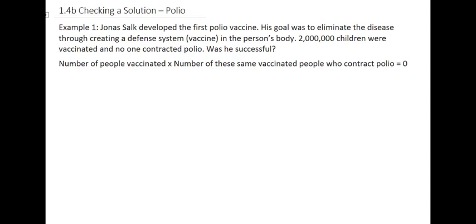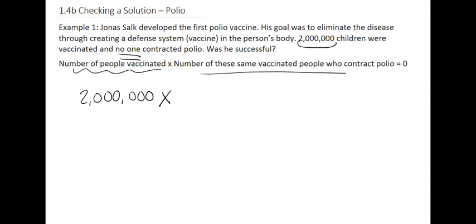So we have the number of people being vaccinated. So we're going to just put that number in right there. So we have 2 million. And then we're going to go times the number of those people who contracted polio, which was no one. So with that, 0. So 2 million times 0 is, we want to know if it's equal to 0, which in fact, any number times 0 is 0. So in fact, this checks out, and we can say that he was successful.